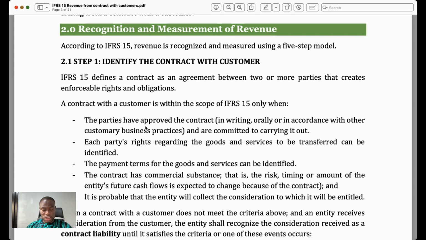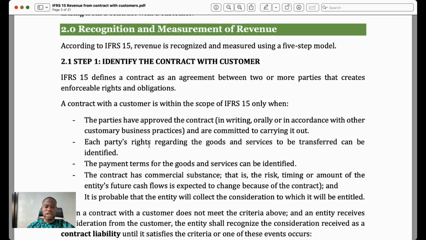The third criterion is that the payment terms for the goods and services can be identified. That is, when is the party that has a right supposed to collect his money, and the party that has an obligation supposed to pay or deliver goods or services. The payment terms must be clearly stated. Are we paying one-off or are we paying in installments? Payment terms must be clearly stated.